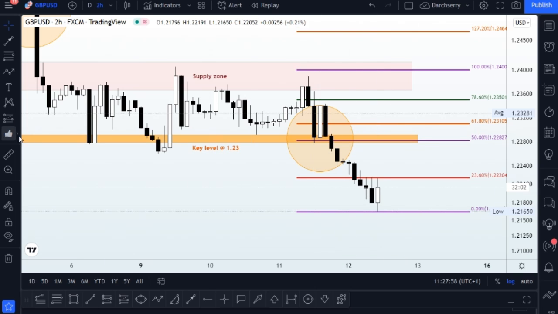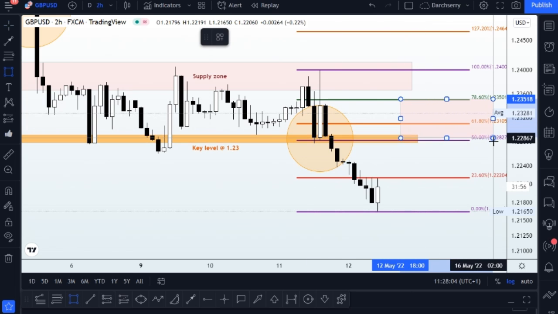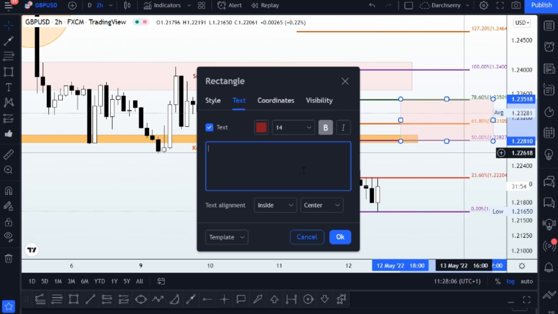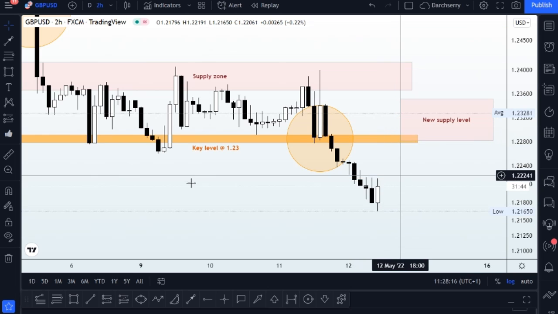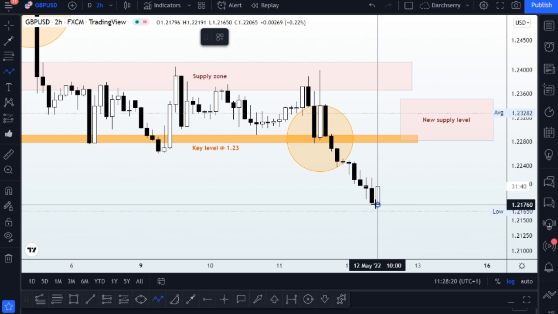Then we will be looking for a sell opportunity around the 78.6% and the 50% retracement of that impulse leg, where that place will now be our new supply level that we will be looking for an opportunity to sell the GBP against the USD.